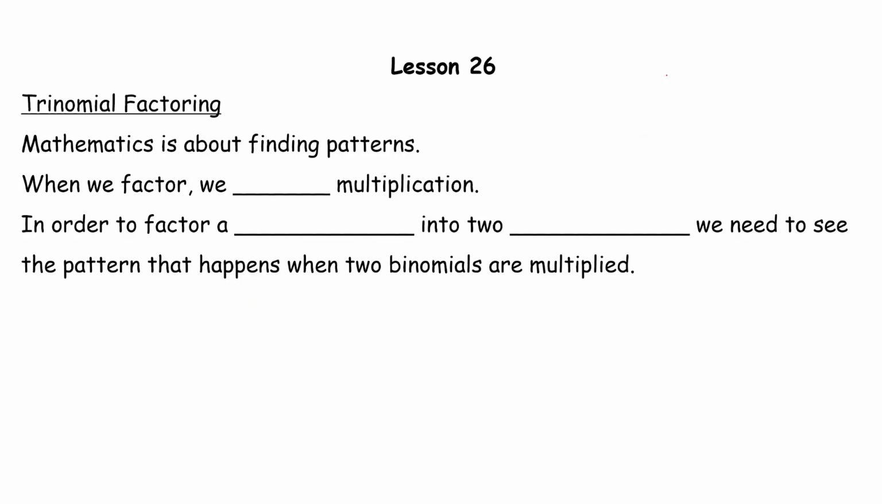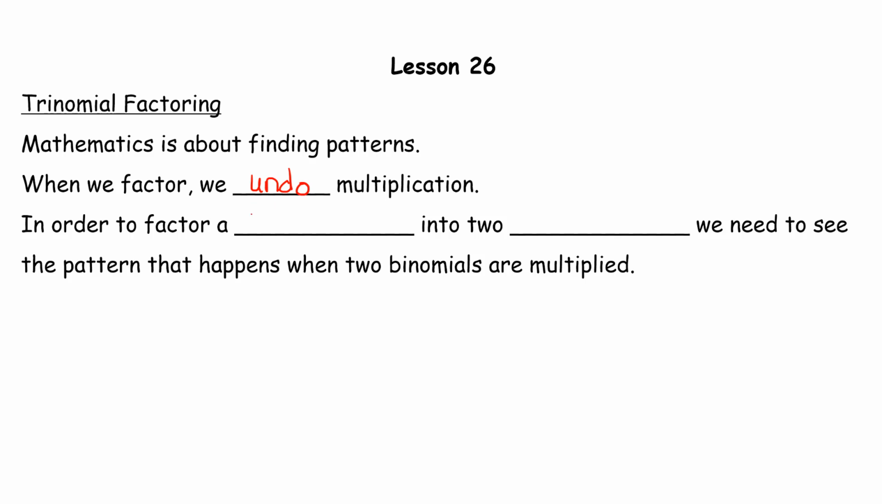All right, lesson 26, trinomial factoring. So math is about finding patterns, and so we're going to use that fact to figure out how we can factor a trinomial. When we factor, we undo multiplication. It's like we're taking something that's been multiplied and we're dividing it up into its factors. I mean, we're factoring. Yes, that's what we're doing.